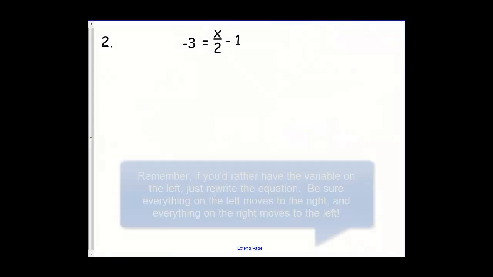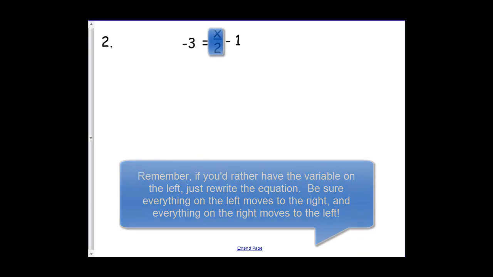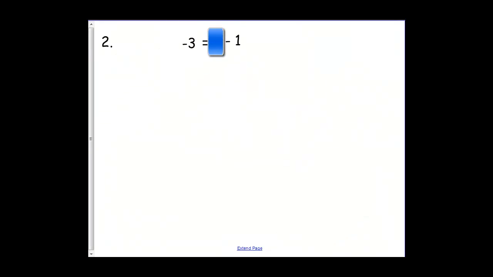Another example, let's say the variable's on the right side of the equation. Doesn't matter. I'm going to cover up the term with the variable. Think of it as covering up the x divided by 2, and I'm trying to get that by itself. To get rid of a minus 1, I'm going to add 1 on the right side. If I do that to the right, I must do that to the left. So notice I have a negative 3 plus 1. The negatives are going to win, and they're going to win by 2. So I have negative 2 equals whatever x divided by 2 is.